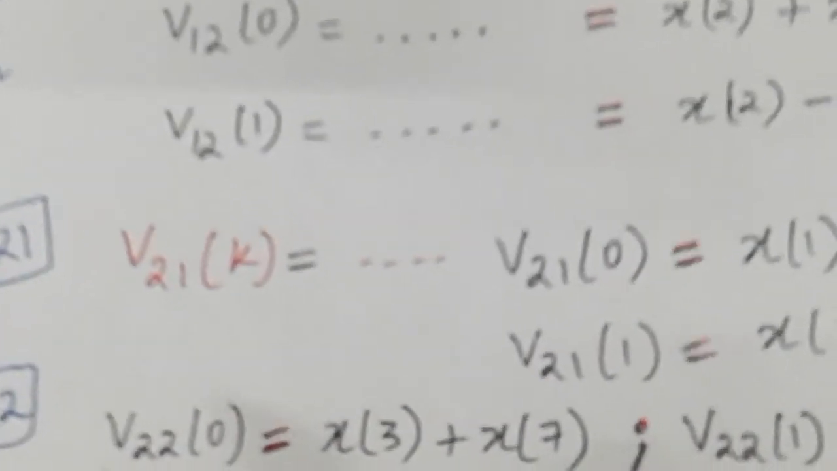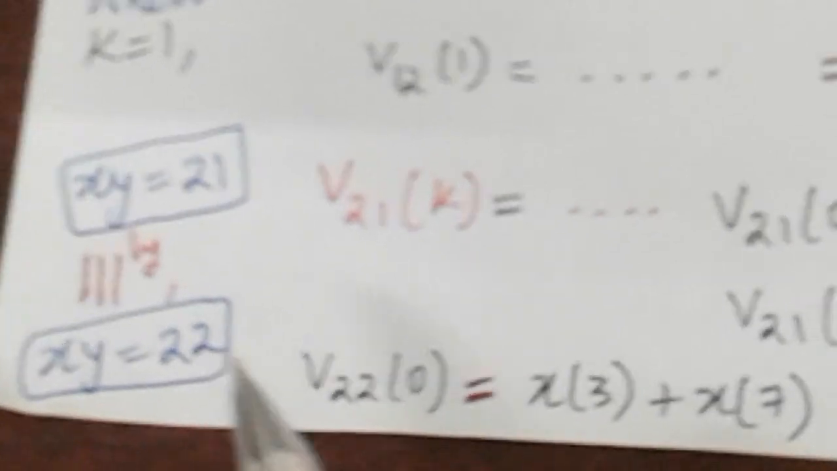Okay, so v21 of k is equal to: v21 of 0 is x of 1 plus x of 5, and v21 of 1 will be x of 1 minus x of 5 into W2 power 0. No need to derive, don't write this in the exam. Just for understanding's sake I wrote it. Okay. v22 of 0, next xy is equal to 2 2, is x of 3 plus x of 7. Then v22 of 1 will be x of 3 minus x of 7.